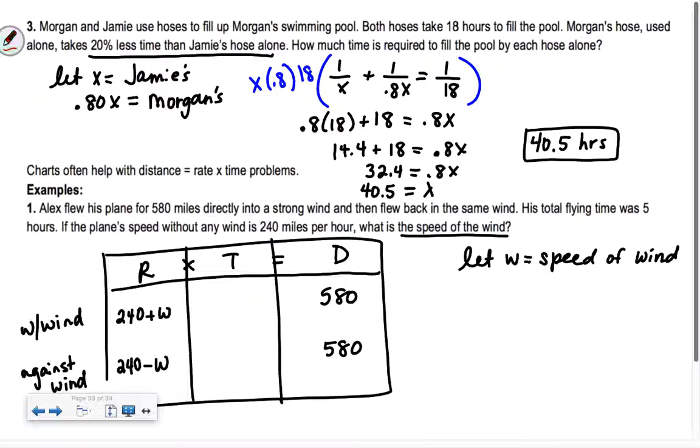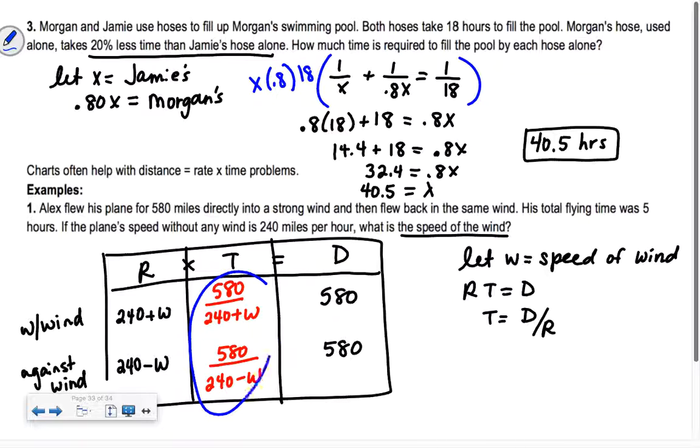So if I'm trying to solve for t, and I have rate times time equals distance, do you guys see how the time is equal to the distance divided by the rate? This is where our rational equations come into play. This is why we learned section 9.5 before this one. Because we're going to take this distance, 580, and we're going to divide by the 240 plus W. So we're going to put in here 580 divided by 240 plus W. And then this other one is going to be 580 divided by 240 minus W.